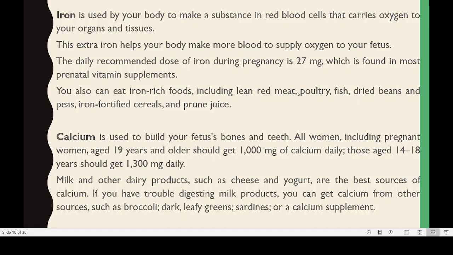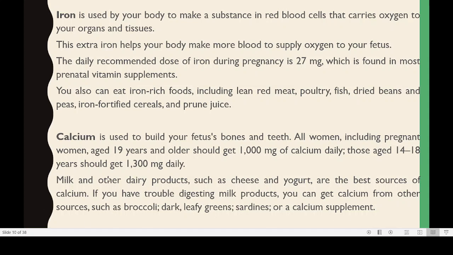One is red meat. Second is poultry, chicken. Then fish will give you iron. Then dried beans, peas, then iron-fortified cereals, then prune juice. These are the kinds of food that give you iron. So intake of iron is very much important.